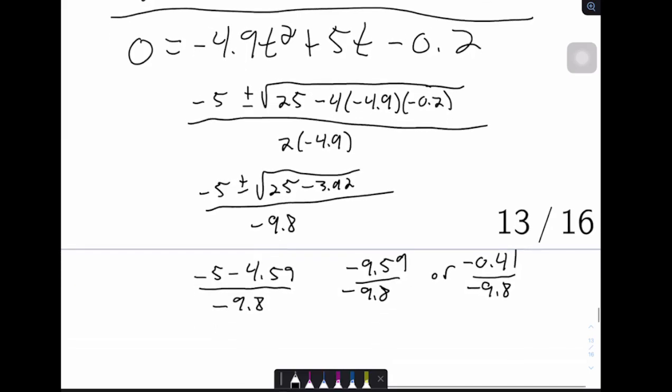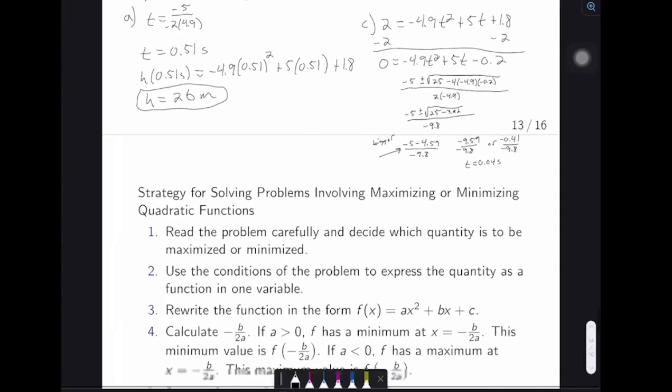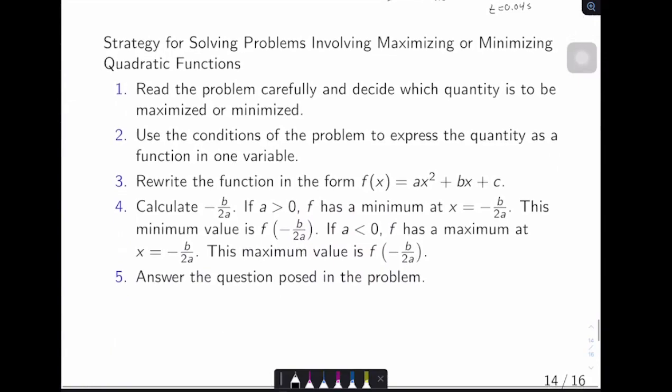Okay, so the first one I get, because it's the smaller number, first one will be the smaller number, is t is equal to 0.04 seconds. I know that's going to be the second one because that's a bigger number. Bigger number means later time. All right, let's finish this. Holy goodness, there's a lot more words.